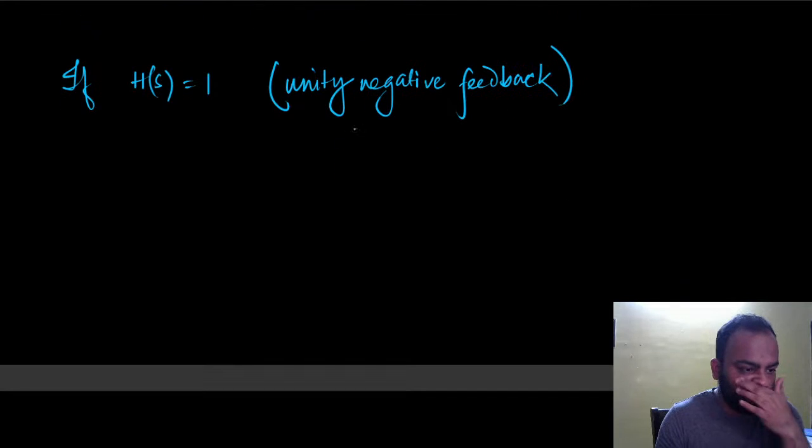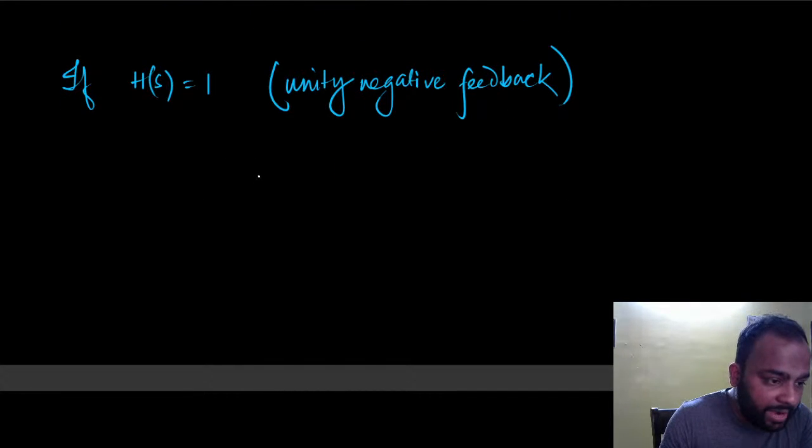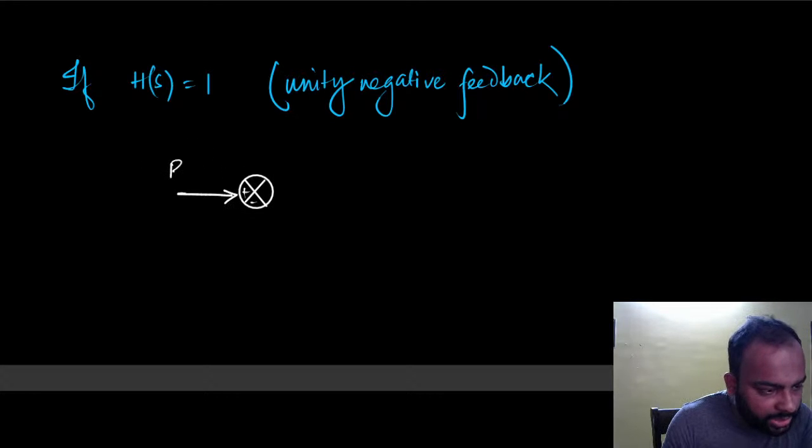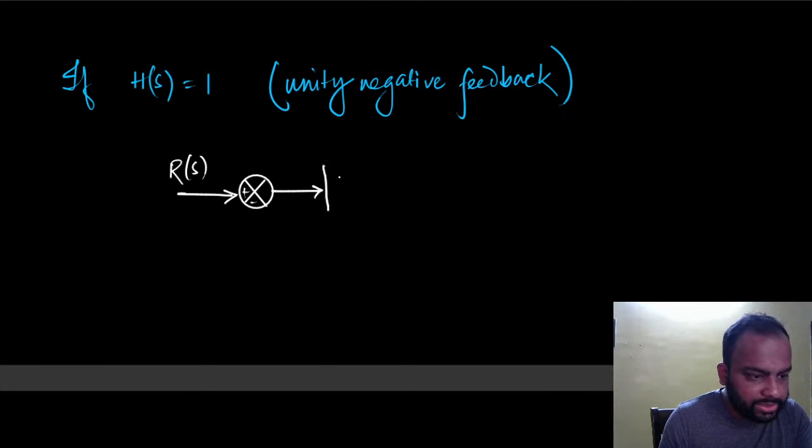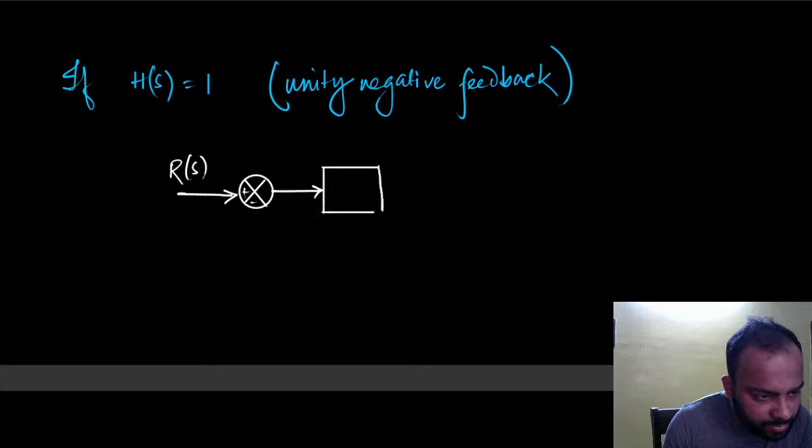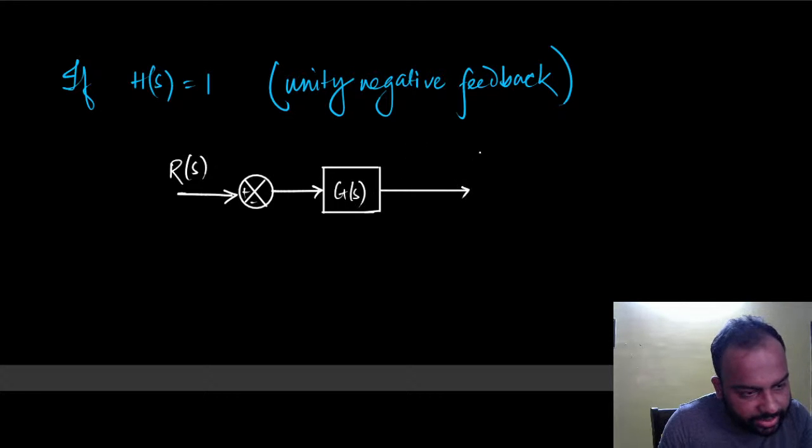Now we have a proper situation. Now we can say that our system looks like this. We have a comparator here, and this is the input signal, and that's R(s). And now here we have the plant or the system or everything that we had combined into a single transfer function, that's G(s), and this output has to be C(s), right?